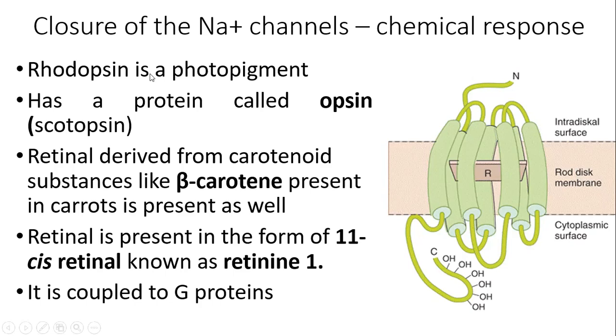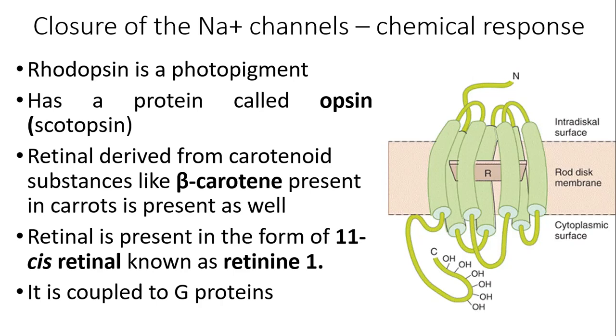Rhodopsin is a photopigment. When you say rhodopsin is a photopigment, it means it's sensitive to light. It has a protein called opsin, known as scotopsin, which is basically a protein. There's also the retinol derived from the carotenoid substance known as beta-carotene, present in carrots, present there as well.